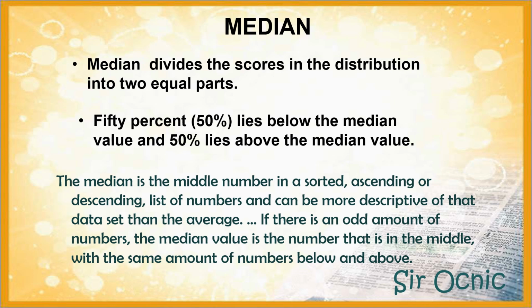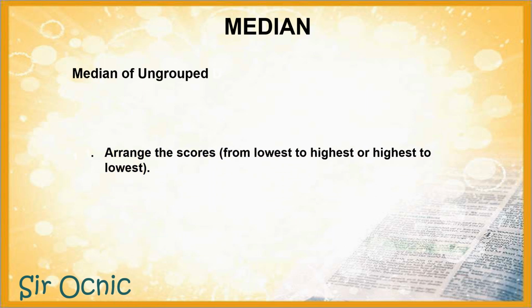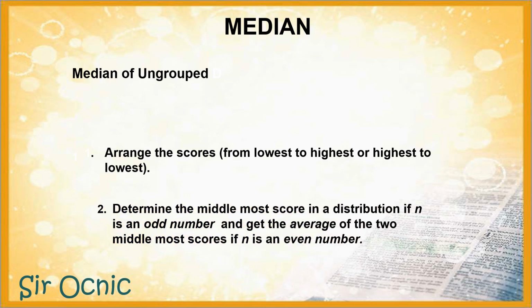If there is an odd amount of numbers, the median value is the number that is in the middle, with the same amount of numbers below and above. Let us now discuss how to compute for the median of an ungrouped data. First, arrange the scores from lowest to highest or highest to lowest. Second, determine the middlemost score in a distribution if n is an odd number. And get the average of the two middlemost scores if n is an even number.